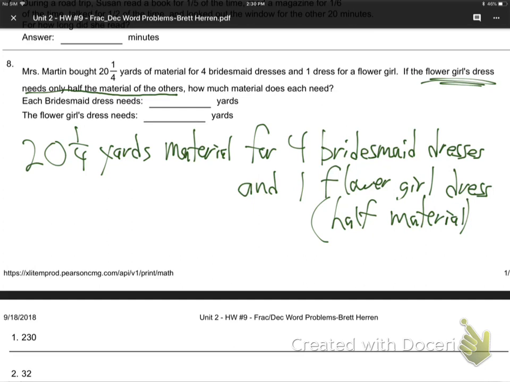All right, so she bought 20 1/4 yards. She's going to use it to make 4 bridesmaid dresses and 1 flower girl dress, which uses half the material of a bridesmaid dress. So the question they're asking us: each bridesmaid dress needs how many yards, and each flower girl's dress needs how many yards. She's going to use that whole 20 1/4 yards.